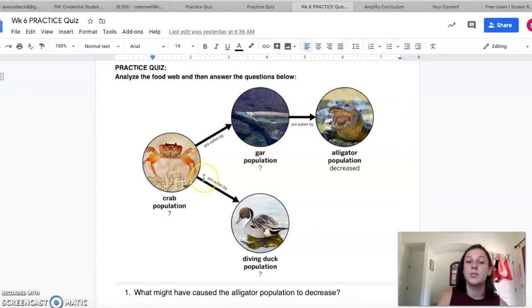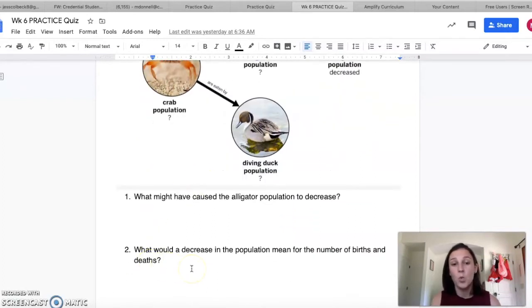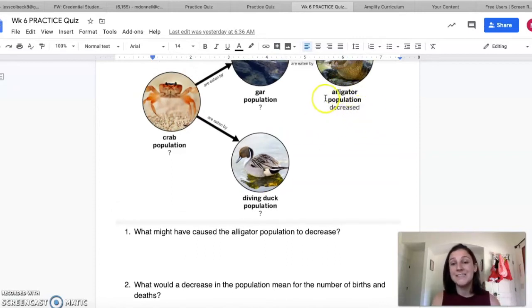Another important thing to be clear on before the quiz is about how births and deaths affect changes in populations. So if a population is increasing, like we have here in question 2, what would a decrease in the population mean for the number of births and deaths? So if the alligator population is decreasing, that means there are fewer individuals in the population, and that could be caused by an increase in death or a decrease in birth, right?